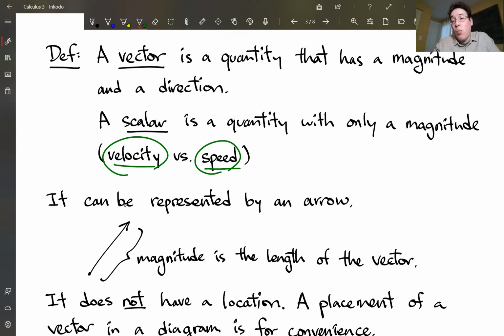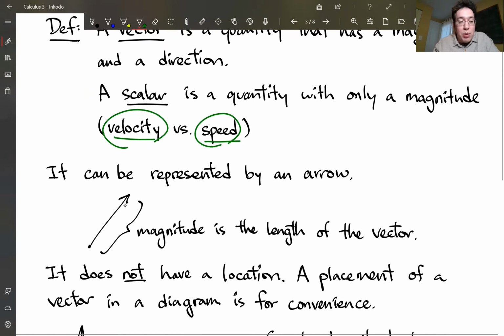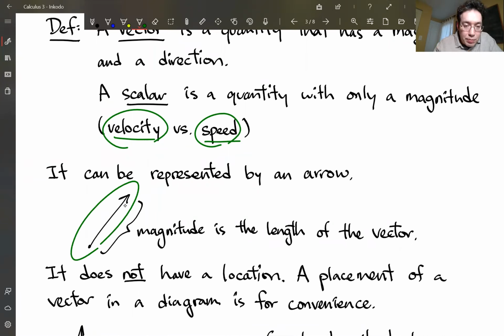One way to represent the visual geometric representation of a vector is using an arrow. If we draw an arrow that looks kind of like this, we're thinking of the length of the arrow as the magnitude, and the direction is from the tail to the head of the arrow. So it's going in that direction.